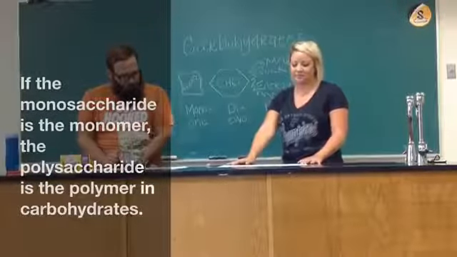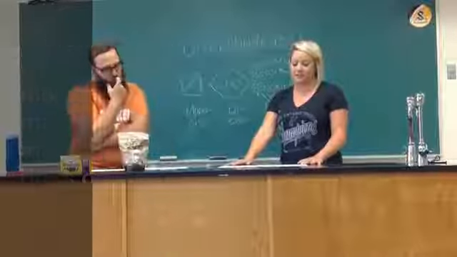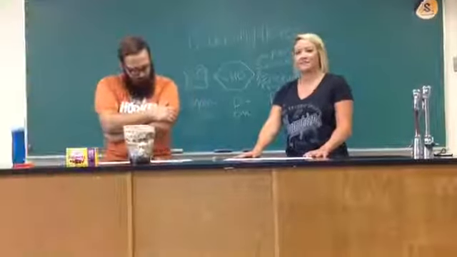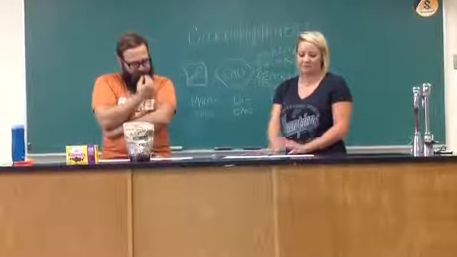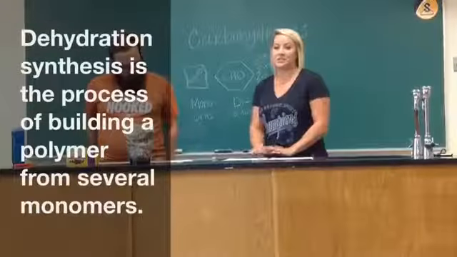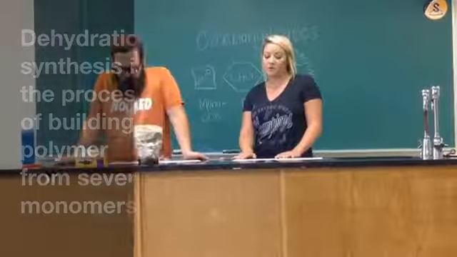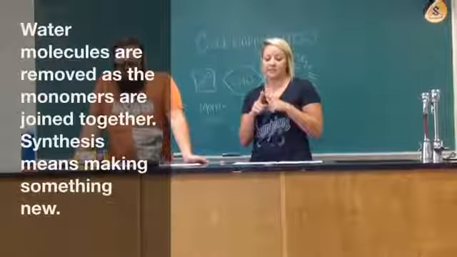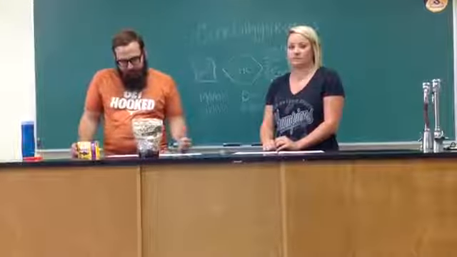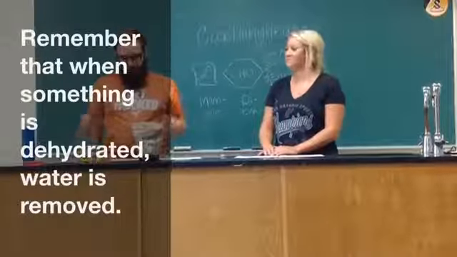So what are some examples of polysaccharides? Starch is a long molecule made up of many linked rings of glucose or sugar. So it's a polysaccharide that is made up of hundreds of monosaccharides. Okay. What process allows such large molecules to form in the cells? This process is called dehydration synthesis. It's the process of building a polymer from several monomers. Water molecules are removed as the monomers are joined together. Synthesis means to make something new. So, I can relate to that because when something is dehydrated, water is removed, like dried fruits such as raisins.